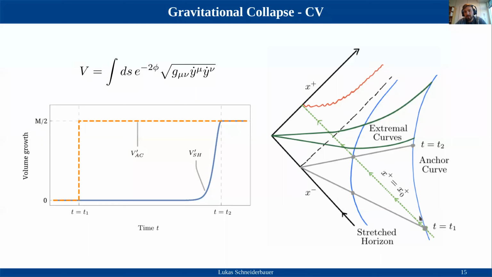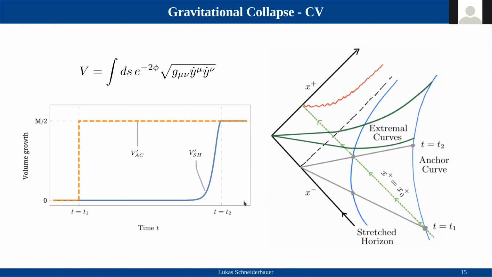Now, in contrast to that, if I take the stretched horizon and do the same calculation, I would find that it's actually 0 for a very long time, until essentially t equals t2, which is this point here, exactly when you would say that the black hole is created. So this leads us to believe that the correct anchor curve in this situation is the one that starts growing at exactly the time t equals t2, when the black hole is actually created, and not very long before.